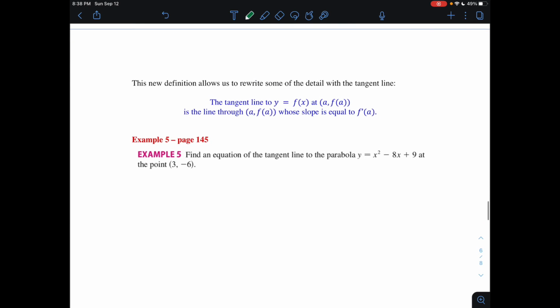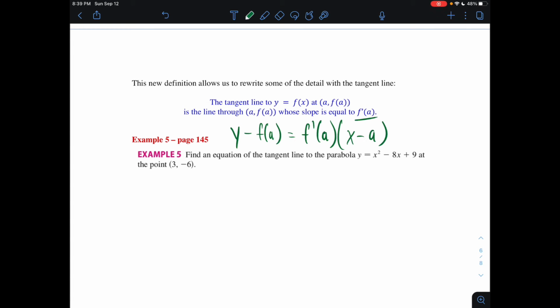So this new definition allows us to rewrite some of the detail with the tangent line. Meaning I've got some new notation, this f prime of a. The tangent line to y equals f of x at the point (a, f of a) is the line through (a, f of a) whose slope is equal to f prime of a. If you also remember what we wrote with the point slope form of the line, this means you can write the equation of the tangent line like this: y minus f of a, that's the y value, equals the slope f prime of a times x minus the input, a.